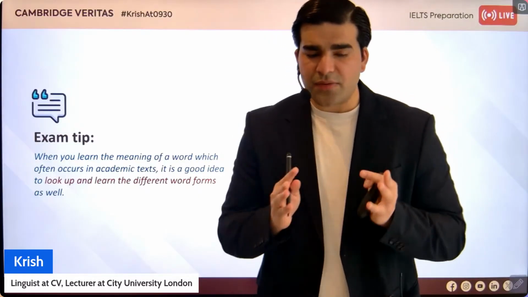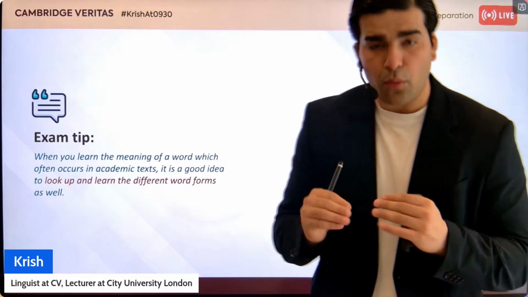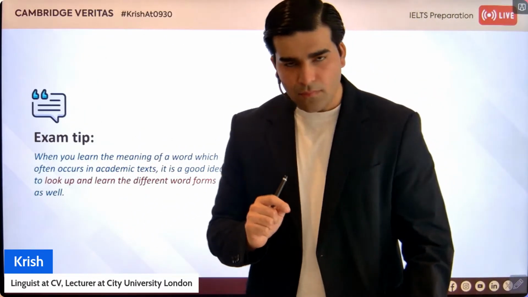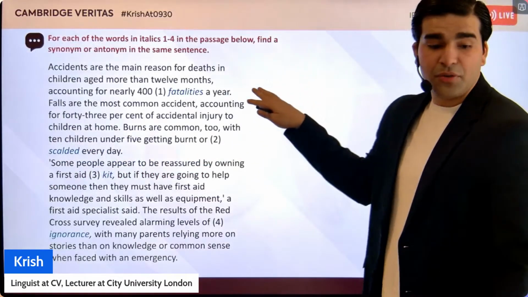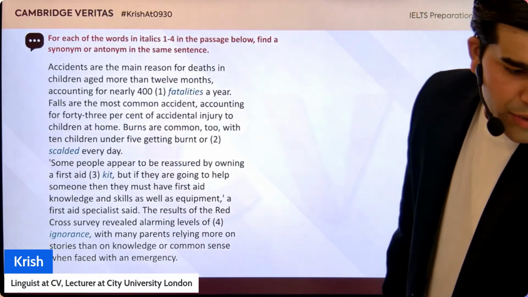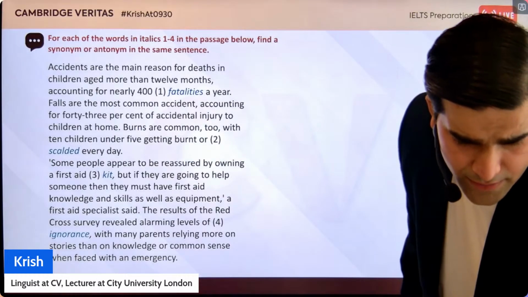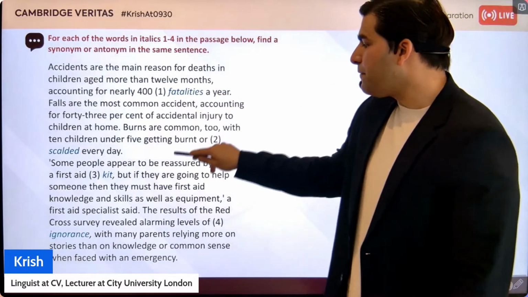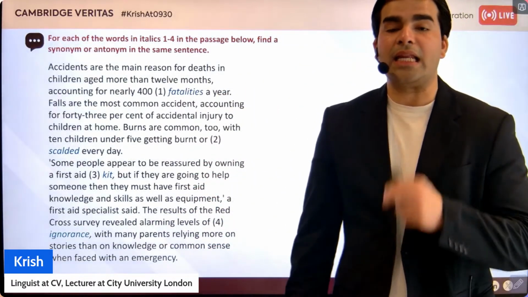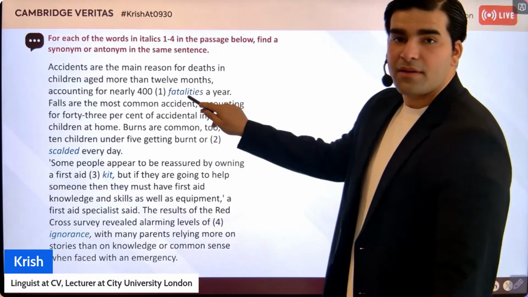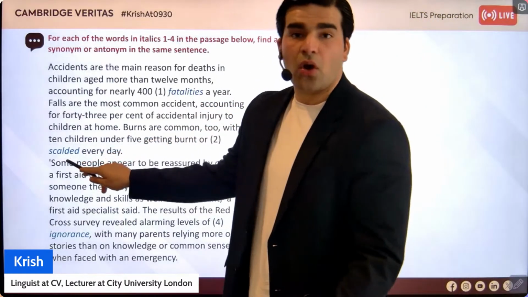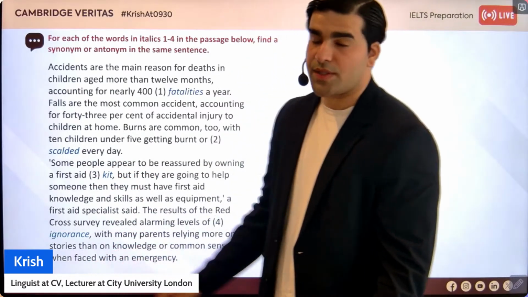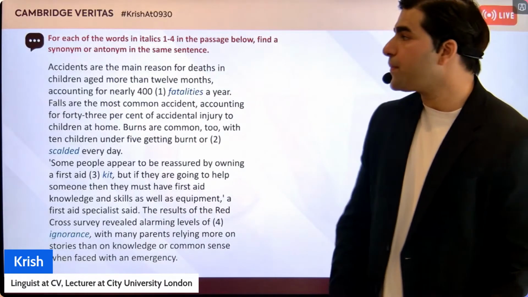All right. So this was about vocabulary. Why are we discussing this? Because the next game is an extension of this exam tip. Have a look. I'm sorry if it is not visible. I hope it is visible. I think it's good. Yeah, able to see now. So the game is, there are 4 words that are written in italics: faculties, scalded, kit, and ignorance.